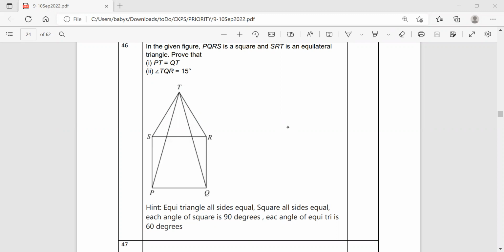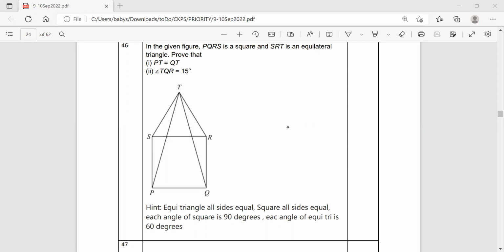See, so PQRS is a square, and then on top of it, the triangular shape is there, an equilateral triangle. The hint is all sides are equal. And so we can see a lot of triangles out here. It's the way we visualize the figure, isn't it? In a square, all the sides are equal, and each angle of the square is 90 degrees. Each angle of an equilateral triangle is 60 degrees. So we'll see how to work about it. We'll keep the hint for now and just go with the figure now.